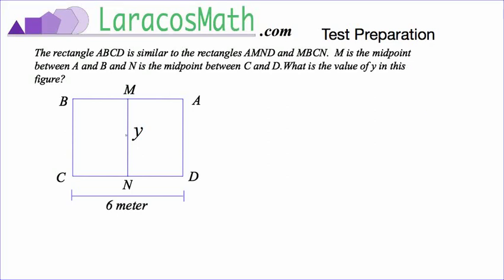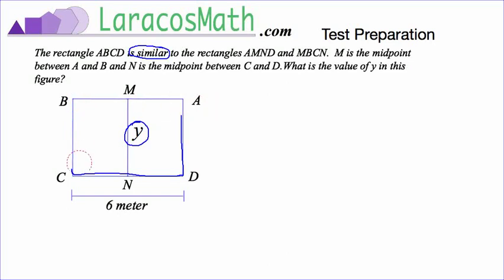We need to find this value in this figure. It says the rectangle ABCD is similar to rectangles AMND. So this big rectangle is similar, and similar is my keyword now. Similar means the proportions in the big rectangle are exactly the same proportions in the small rectangle.